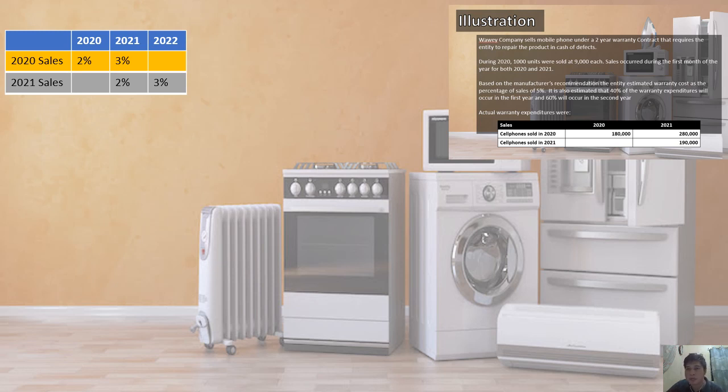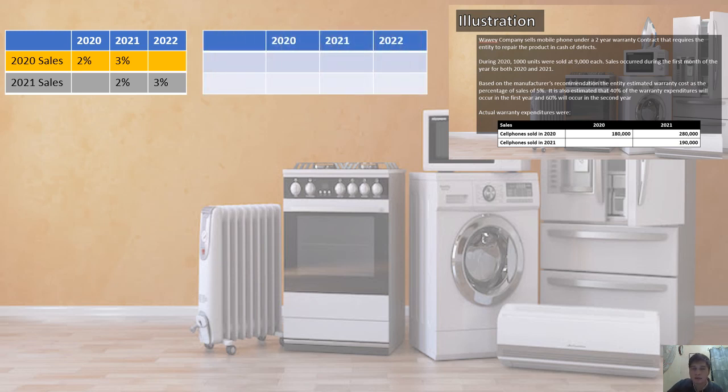Since our sales are already available, we can put them using full amount. Same scenario, 2% will be incurred during the first year. So what we will do is take our sales for the year. During 2020, our sales is 9 million. So 9 million times 2%, that is 180,000. And 9 million times 3%, that is 270,000.